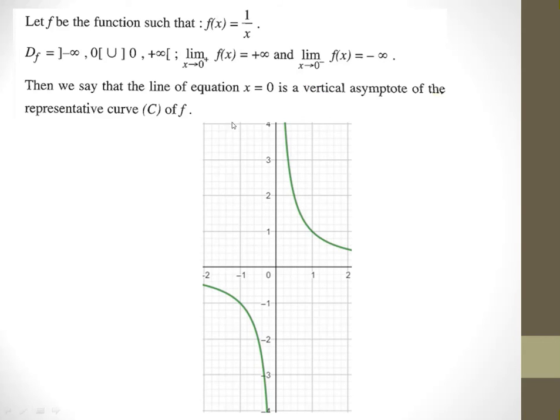In this example, we can see that the limit of f of x as x tends to 0 plus equals plus infinity, it's going upward, and as x tends to 0 minus, before 0, it's minus infinity, it's going down.